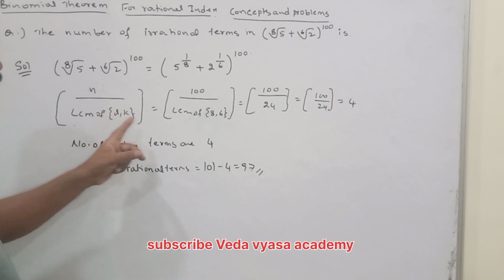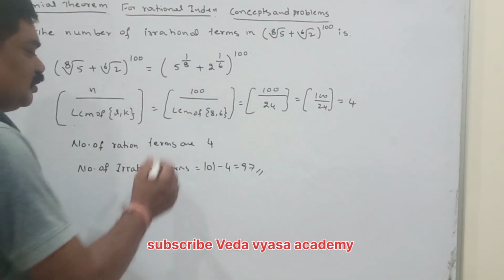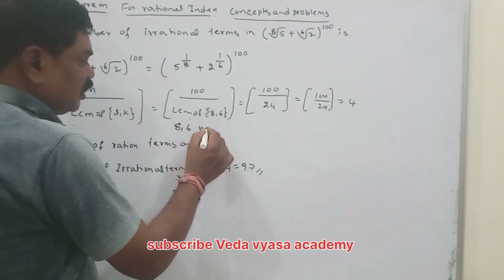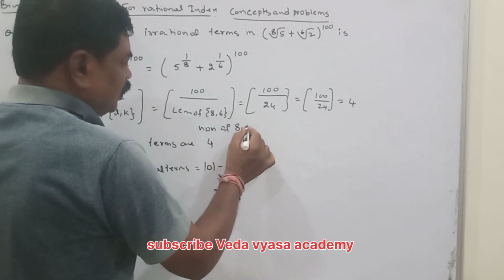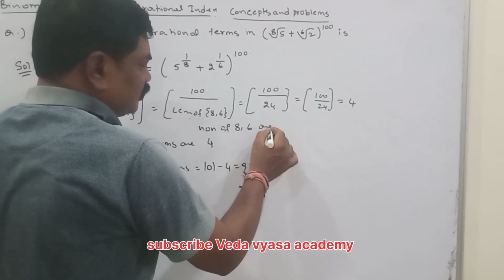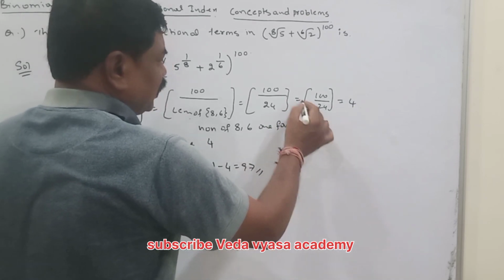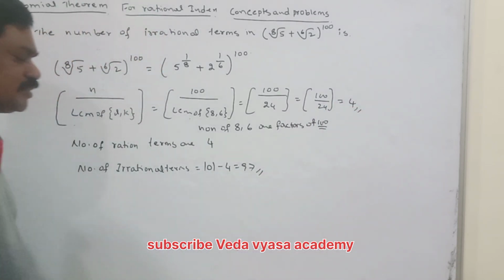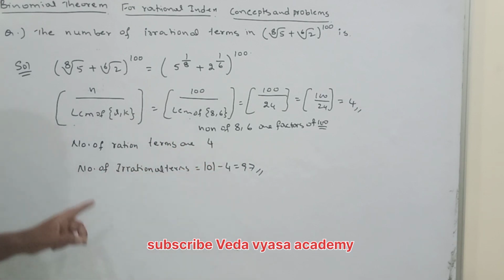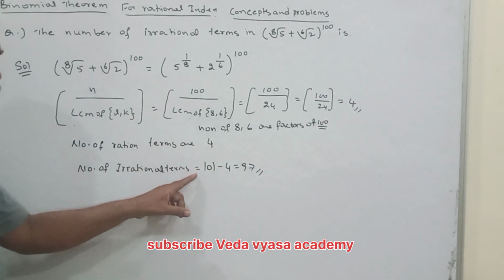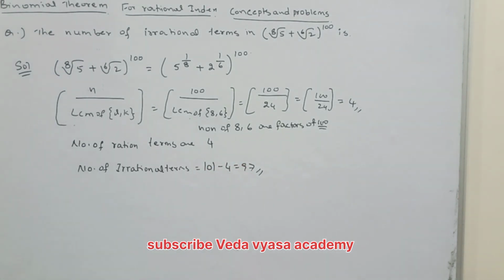Here 8 comma 6, none of these are factors of 100. Then we take 4 as the greatest integer function. The number of rational terms is 4, so the number of irrational terms is 101 minus 4, which is 97. That's all.